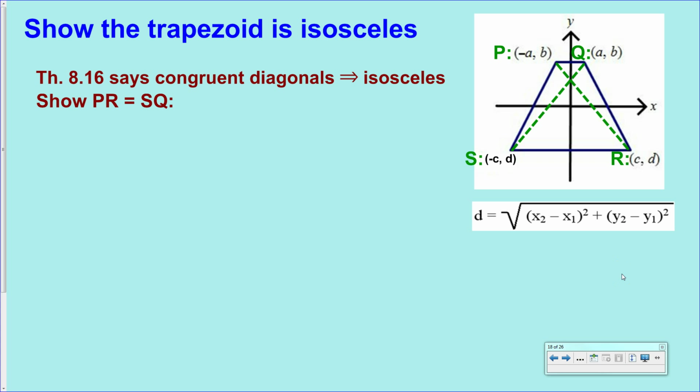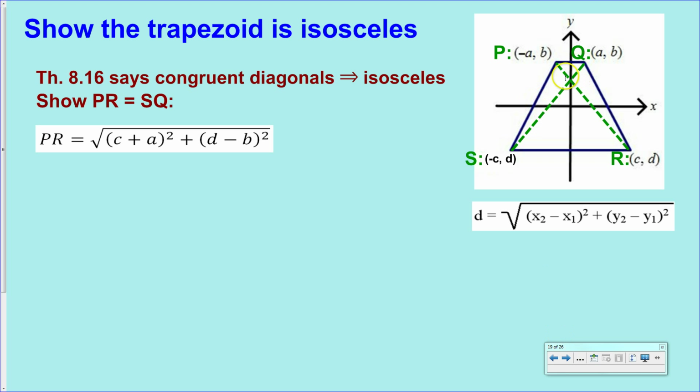We haven't talked about the distance formula for a while, so I thought I'd just do a quick rundown of that. So we want to show that the distance between P and R is the same distance between S and Q. So let's start plugging it in. Let's start with P and R. So if we start here and we find the difference of the x coordinates, we would take C minus -a. So we'd get C plus a inside this first term, and then we would square it. And then over here, we would take D minus b and square it. And it would look something exactly like that.